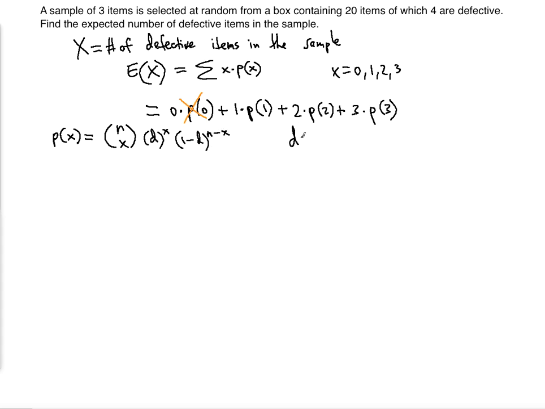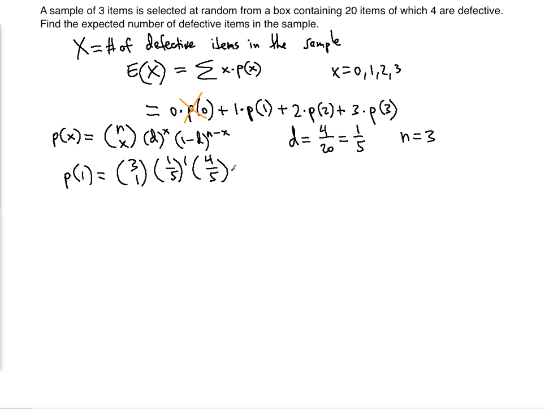So d, the probability of defect, is what? It says that 4 out of 20 items are defective, which is equal to 1/5. And n, by the way, is going to be 3, because we're choosing a sample of 3 items. So the probability of 1 is 3 choose 1, in the case when the defective number is 1. The d is 1/5 always, raised to the power of 1. 1 minus d is 4/5, 1 minus 1/5. 3 minus 1 is 2.